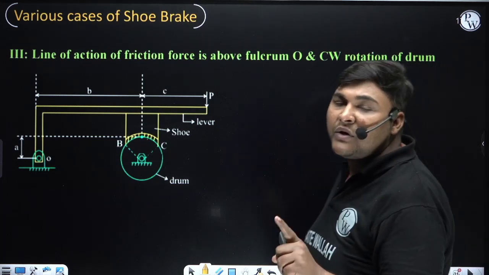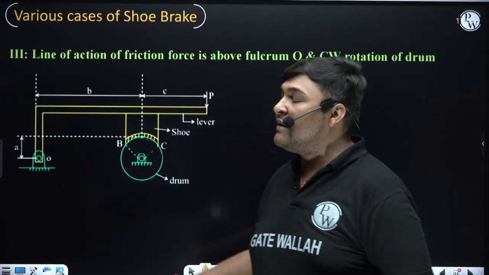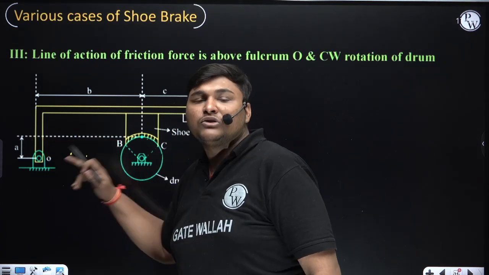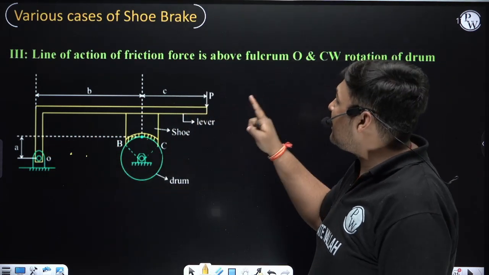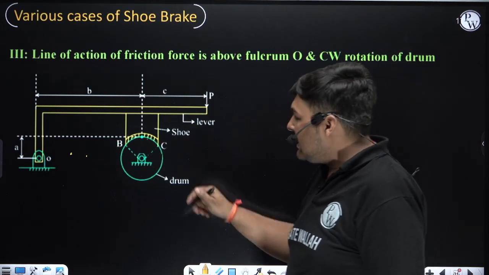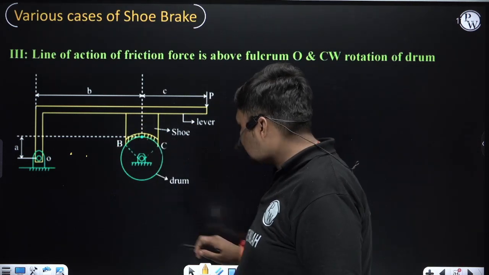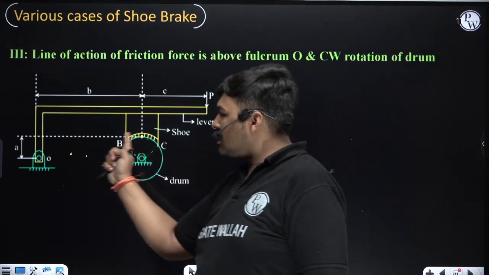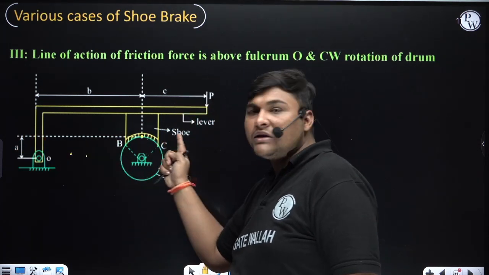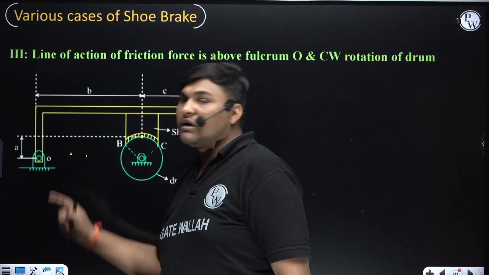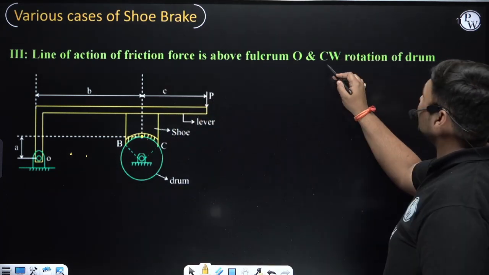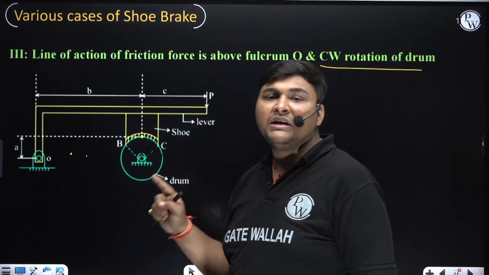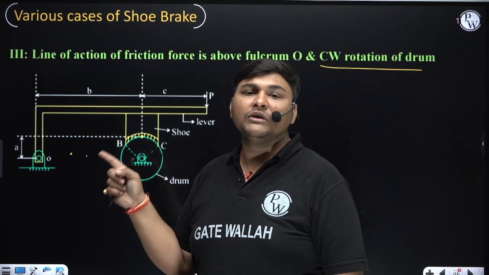If the line of action of friction is not passing through the fulcrum, it will be either above O or below O. So right now we are discussing the case when the line of action of friction is above the fulcrum. At this point A, the friction force will come in the horizontal direction. So it is the line of action of friction which is above fulcrum O. And right now we are discussing the case when the drum is rotating clockwise. So this case is: line of action of friction is above fulcrum O and drum is rotating clockwise.